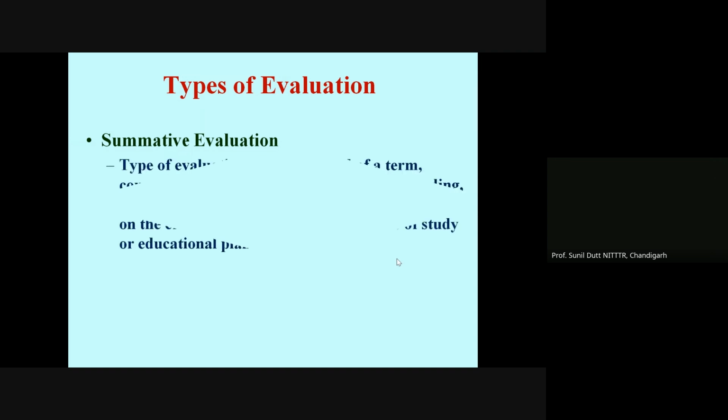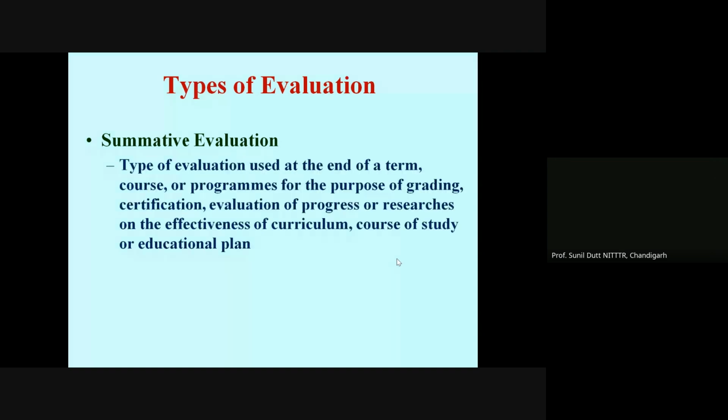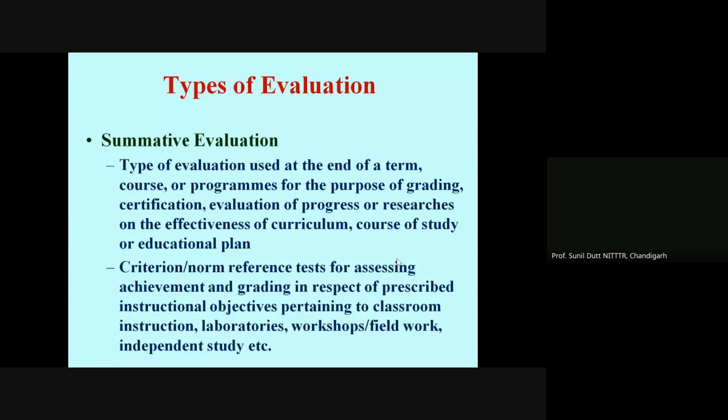It is used at the end of a term, course, or program for the purpose of grading, certification, and evaluation of progress, and this type of information can be used for making improvements in the curriculum, the course of study, or making plans. Both criterion-referenced testing and norm-referenced testing can be used for assessing achievement and grading. Now, criterion-referenced testing is when you are comparing the performance of one student against the learning outcome.